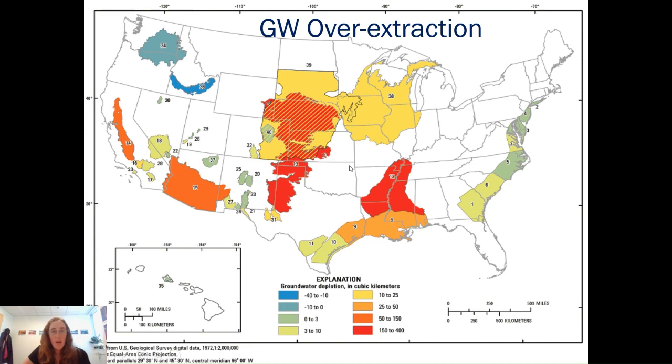So this is the Ogallala or High Plains Aquifer here, number 13. That has a major issue with groundwater overextraction. This is the Central Valley, number 14 over here, major issue with over-extraction. We have issues in the Mississippi River Valley as well with groundwater over-extraction. So the more red the color, the worse the situation is in the US in terms of this issue.